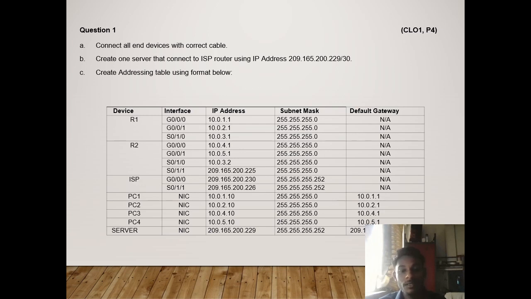G0/0, IP address 209.165.200.230, and the subnet mask 255.255.255.252, and the serial port 0/1/1, 209.165.200.226, and the subnet mask 255.255.255.252.